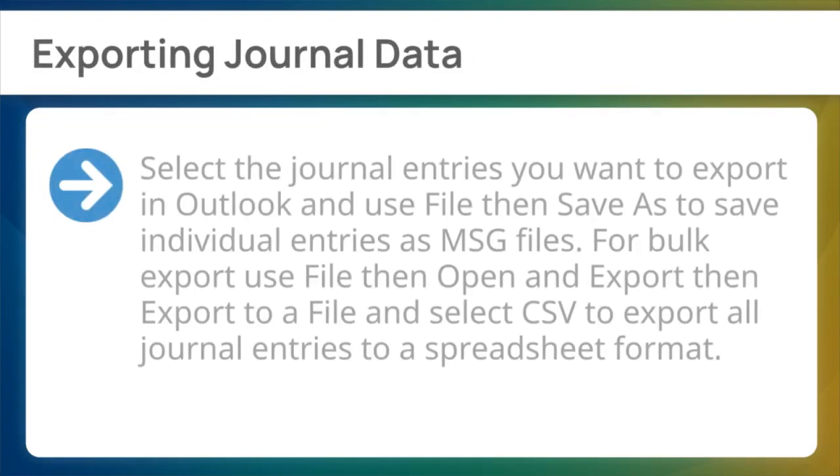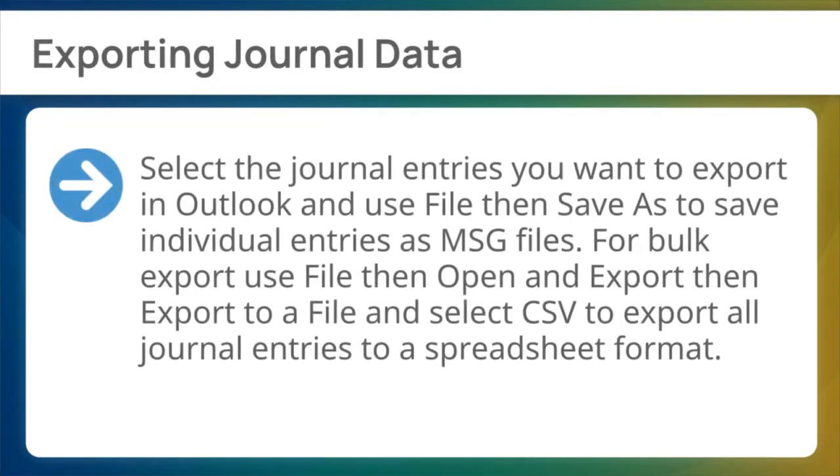Next, exporting journal data. Select the journal entries you want to export in Outlook and use File, then Save As, to save individual entries as MSG files. For bulk export, use File, then Open and Export, then Export to a file, and select CSV to export all journal entries to a spreadsheet format.